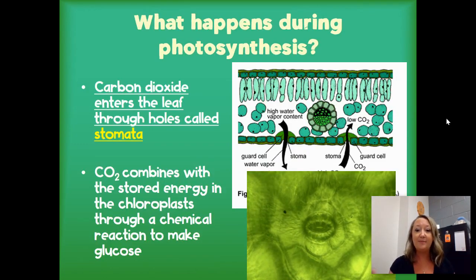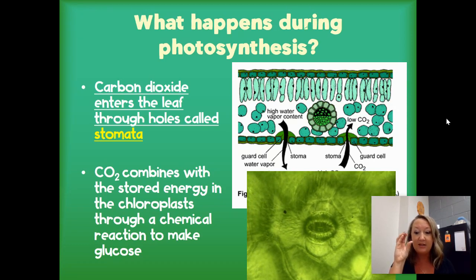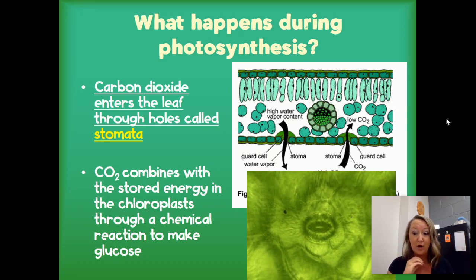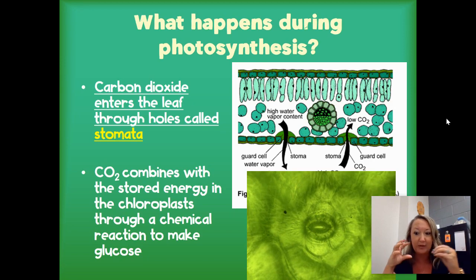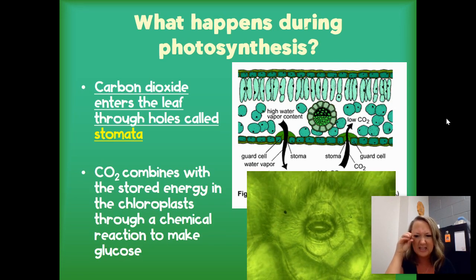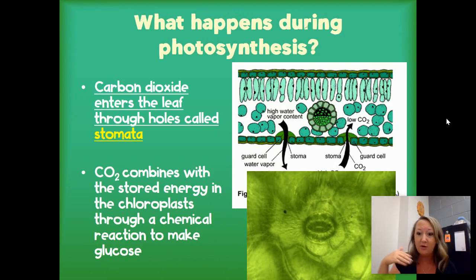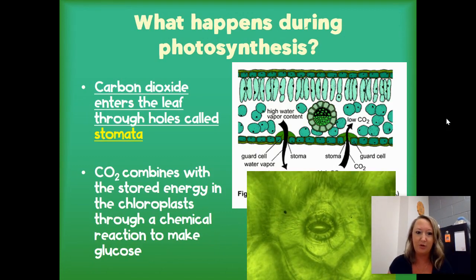Carbon dioxide comes in the plant through these small holes in the leaves called stomata. And those stomata actually open and close to protect the plant from losing too much water, because water can actually get pulled out of the plant through the stomata. And so they have little guard cells that are kind of closed like little mouths or little lips to keep water vapor from leaving the plant so that it doesn't lose too much water.